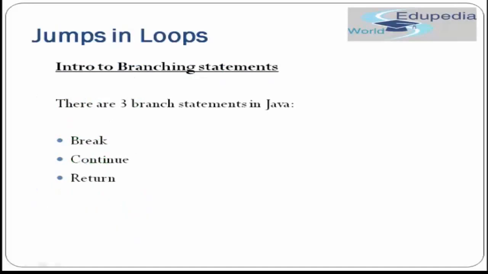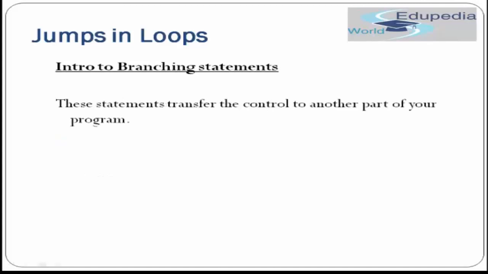Jumps in loops. Intro to branching statements. Well, jumps in loop is utilized to learn branching statements. So we have three kinds of branch statements in Java: break, continue, and return. These statements are used to perform jumps in loops. So let's read them one by one. These statements transfer the control to another part of your program.